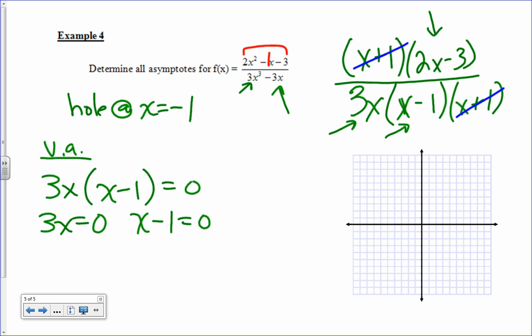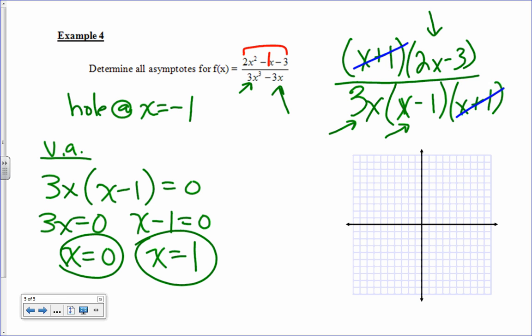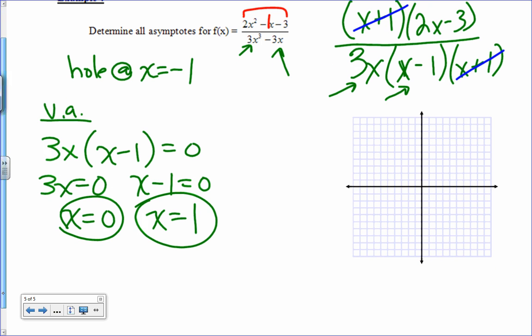So how about this one on the left? 3x equals 0, so divide by 3, so x equals 0. And how about this other one, x minus 1? Add the 1, so x equals 1. So there are your vertical asymptotes. Interesting to see what people do with this one.